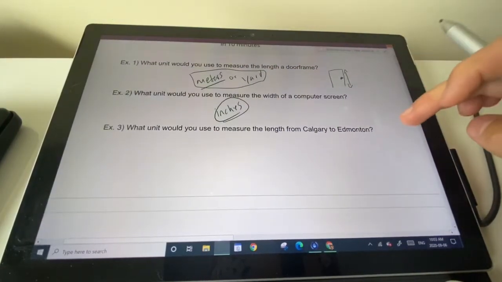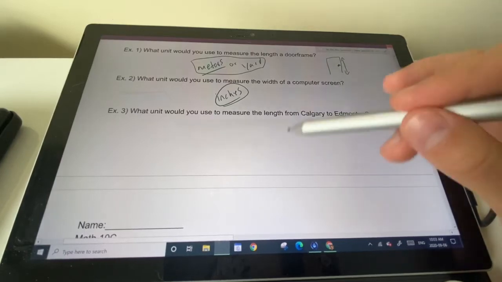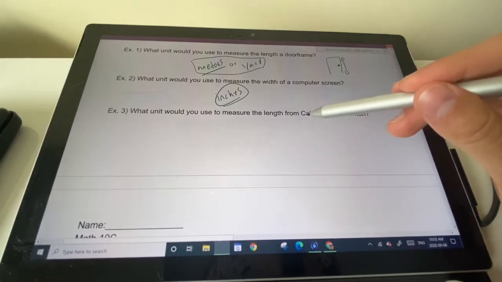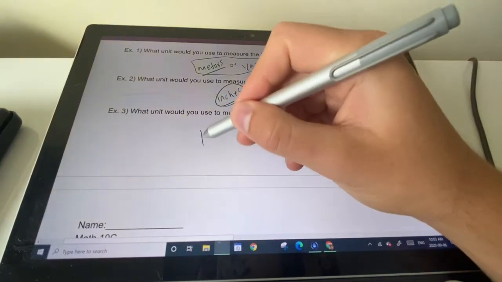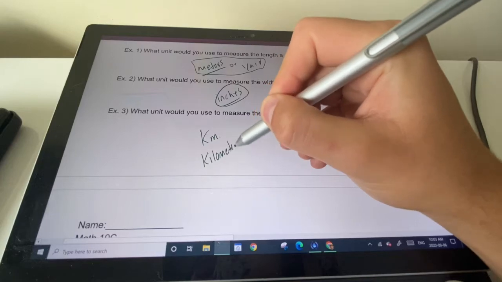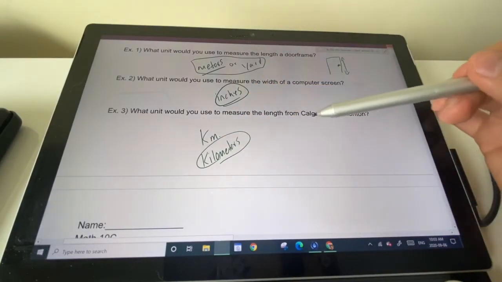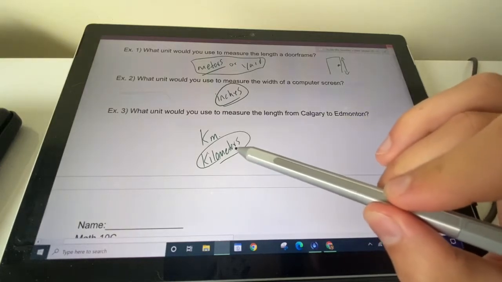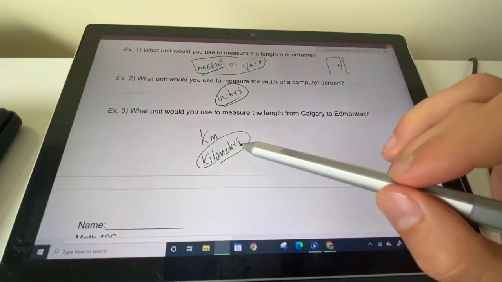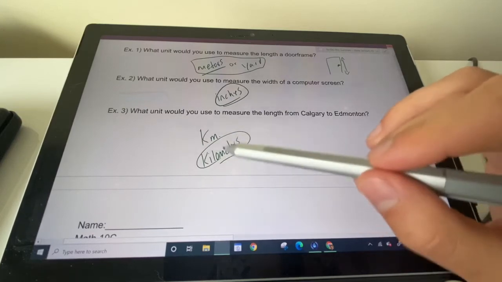And what unit would you use to measure the length from Calgary to Edmonton? Okay, well, hopefully in Canada, you would know this one. You would measure it in kilometers. But someone in the States driving from Calgary to Edmonton would probably see a sign that says it's about 250 kilometers away. They would have no idea what that is.